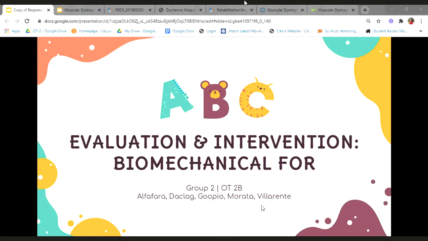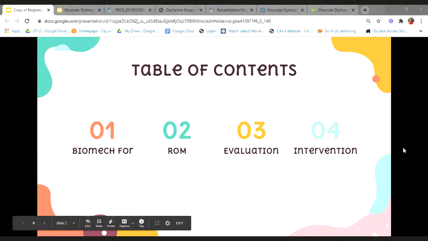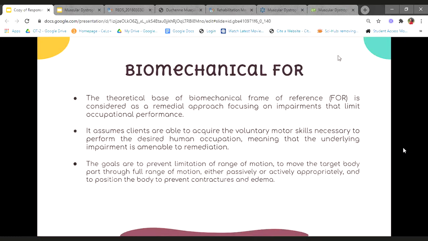So for today, we will discuss the definitions of the biomechanical frame of reference and range of motion, as well as both evaluation and intervention. So to start off, next slide please.